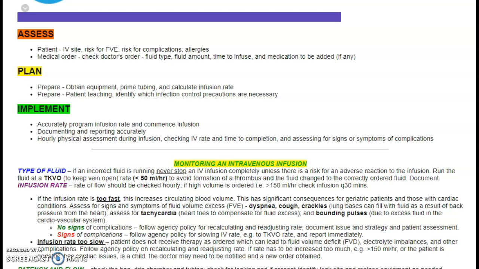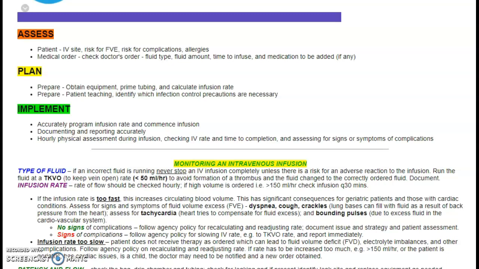We have to check the patient's IV site, the risk for fluid volume excess, risk for complications, and any allergies. We need to check the doctor's order. We need to know what type of fluid has been ordered, how much has been ordered, the time that the fluid has to infuse over, and if there's any medication to be added to it.